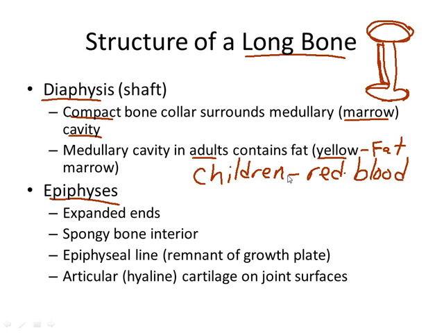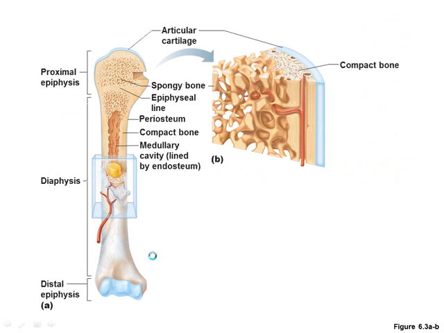Now, the epiphysis, these are the ends. And they have compact bone around the outside of them. Remember, most bone has both things. So it's compact bone around the outside and spongy bone all in the middle. So it has a spongy bone interior. You also have what's called an epiphyseal line, and let me go to the next slide and let's show you this. All right, so here's my picture of a bone.